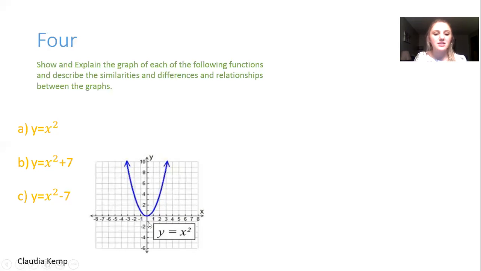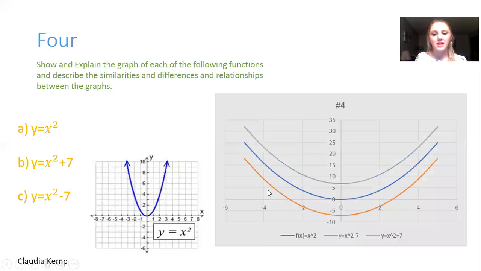Part B wants this graph, but adding 7. So here you have all 3 of them. Here's the original x squared, and in the gray is x squared plus 7. You can see that it looks like the same graph, but it's been moved up 7 points.